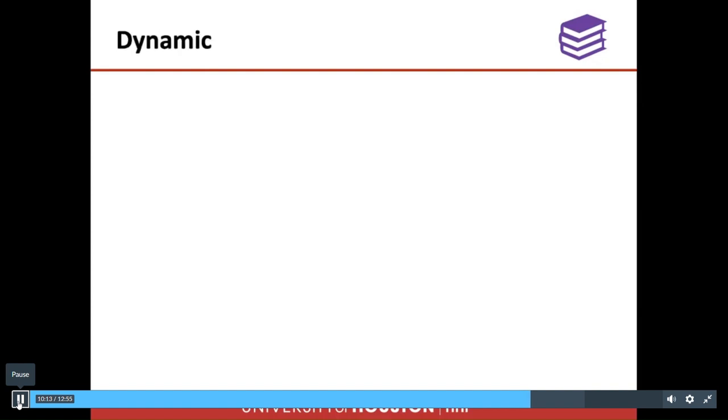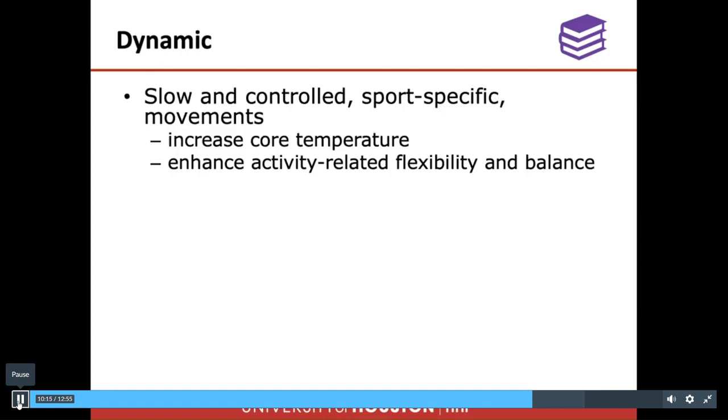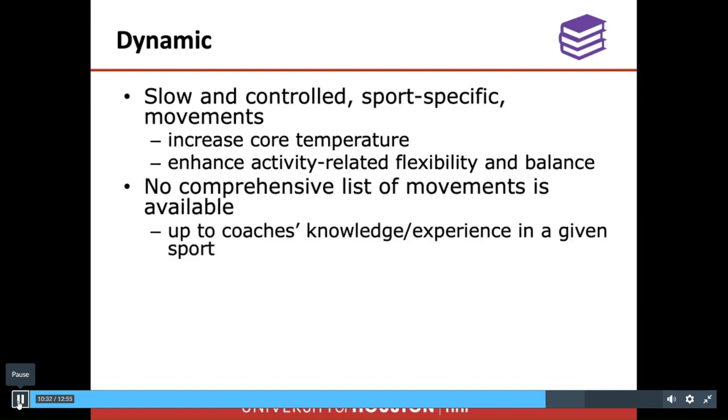Next one up is dynamic. This is my personal favorite. Slow and controlled sport-specific movements. And this does increase core temperature, unlike static stretching. It enhances activity-related flexibility and balance. We get two for one there. We get flexibility and balance with these exercises. No comprehensive list of movements is available. It's up to the coach's knowledge and experience in a given sport.